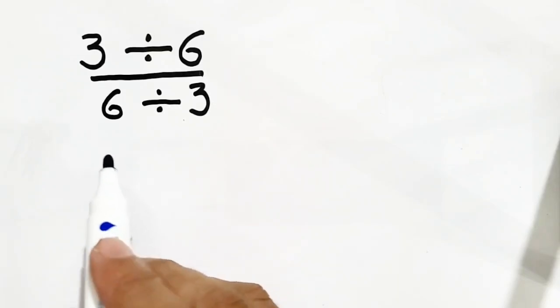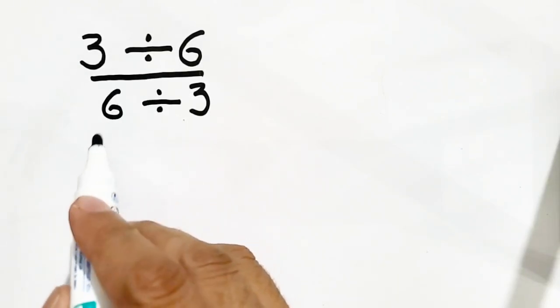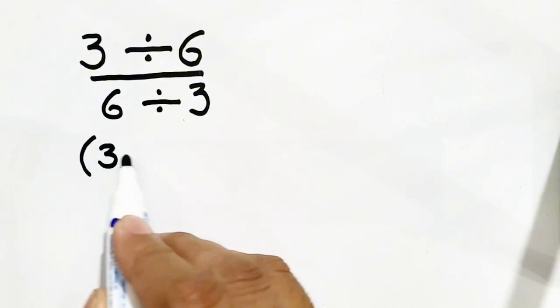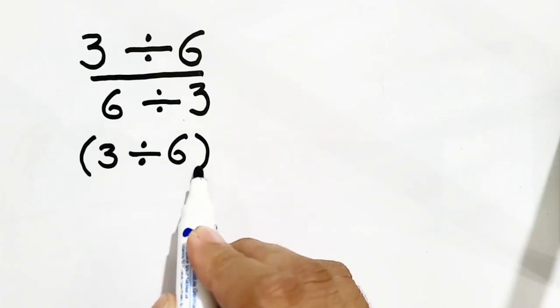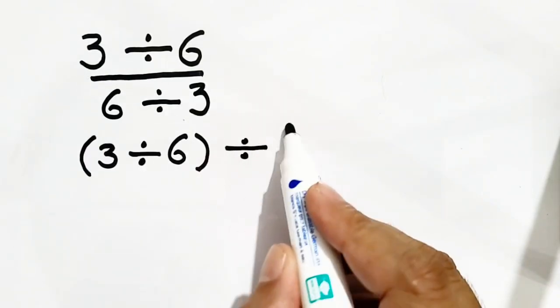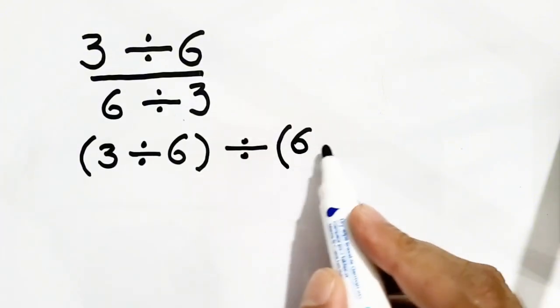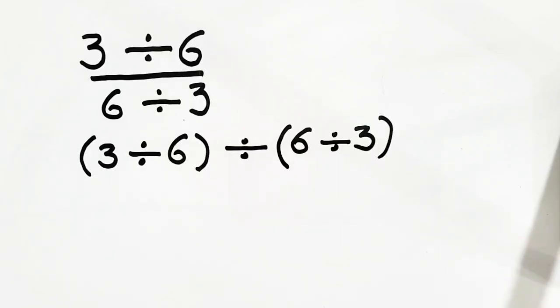We will solve it by making 2 parentheses. The first parenthesis is 3 divided by 6, divided by, and the second parenthesis is 6 divided by 3.